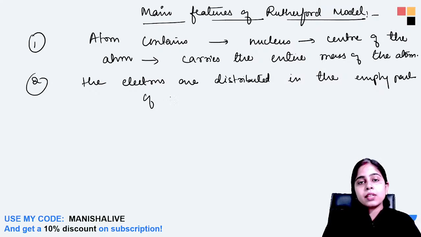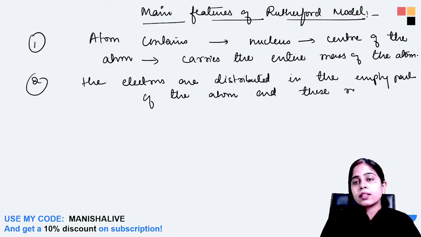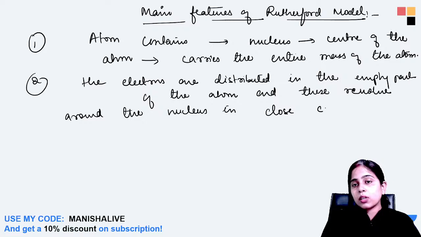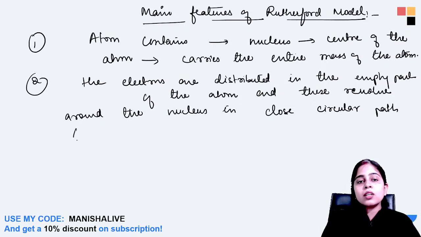Okay, the empty part of the atom, and these electrons revolve around the nucleus. They are revolving around the nucleus in closed circular paths, and what are these paths known as? These are known as your orbits.